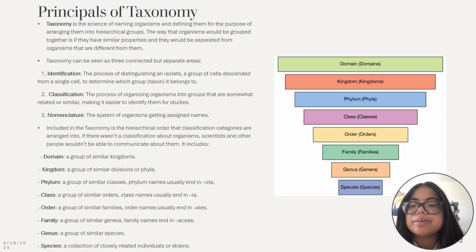Taxonomy is the science of naming organisms and defining them for the purpose of arranging them into hierarchical groups. Organisms are grouped together if they have similar properties, and they are separated from organisms that are different from them.